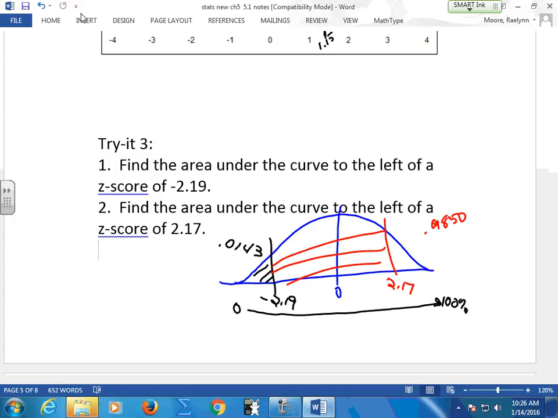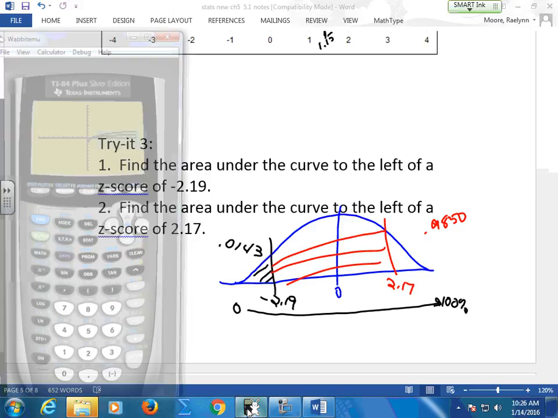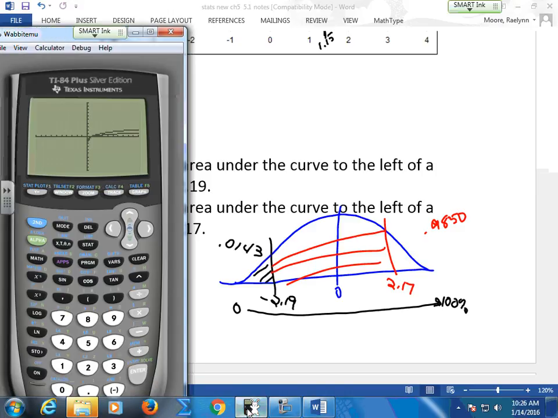Okay, now, I'm going to show you how to find this on your calculator without the table. You don't have to use your calculator for this. Additionally, over the years, I get half of my class using the calculator for this, half of them using the table. I happen to be a table person myself, but I'm going to show you on the calculator where to find this.